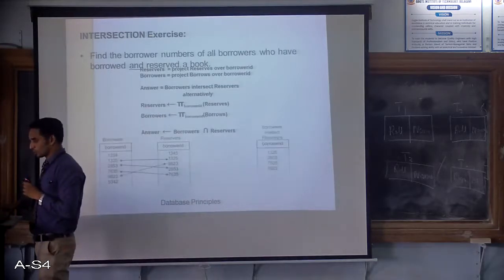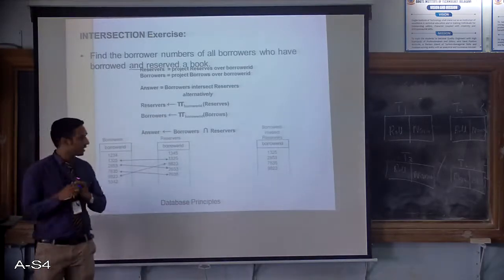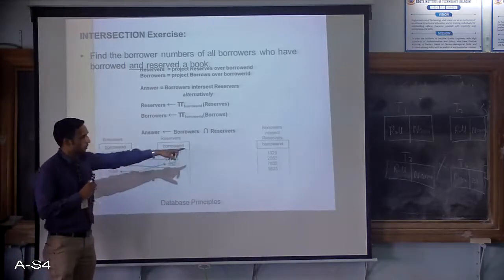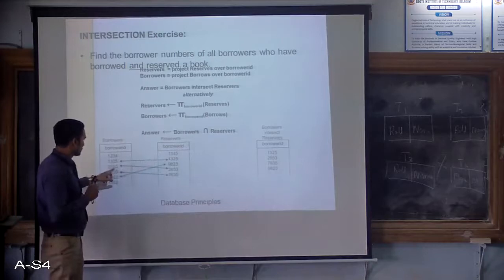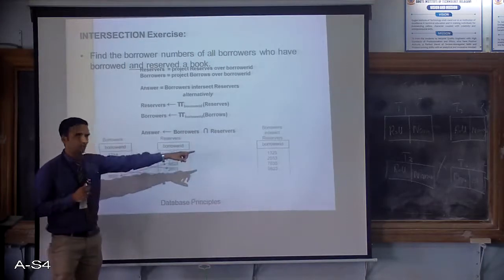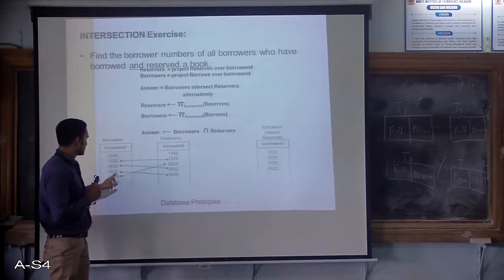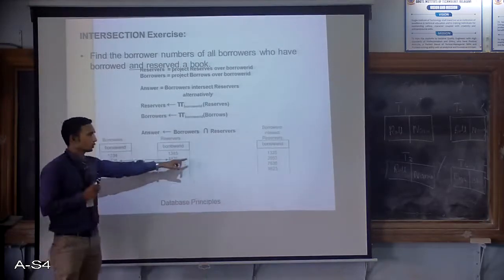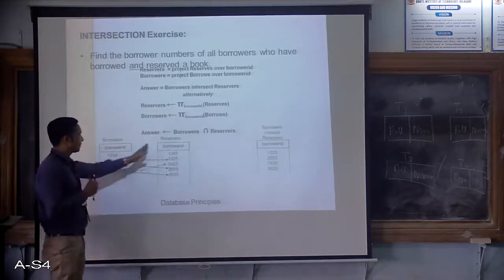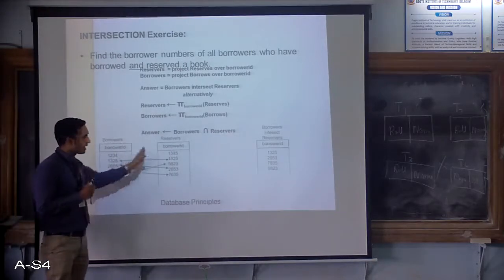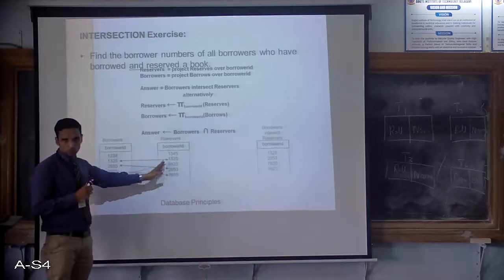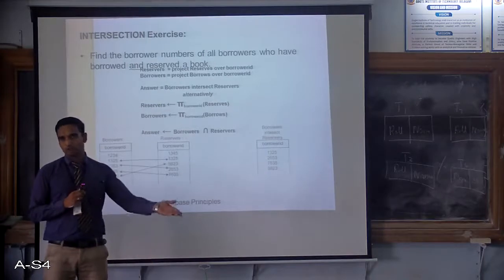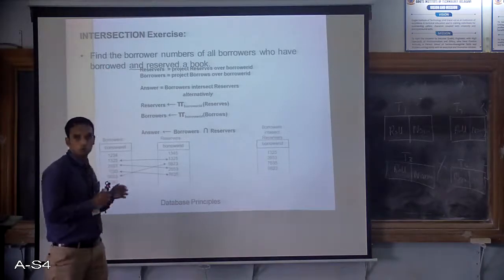Similarly for borrows also. See, only common elements are displayed for me. 1325 is 1325 here, yes. So that will be in the output list. 2653, 2653 in the output list. 7635, 7635 in the output list. 9823, 9823 in the output list. That means these are the people who have already borrowed as well as reserved the books. Whenever words like AND come, we always go with intersection. Whenever the word OR comes, we go with union.